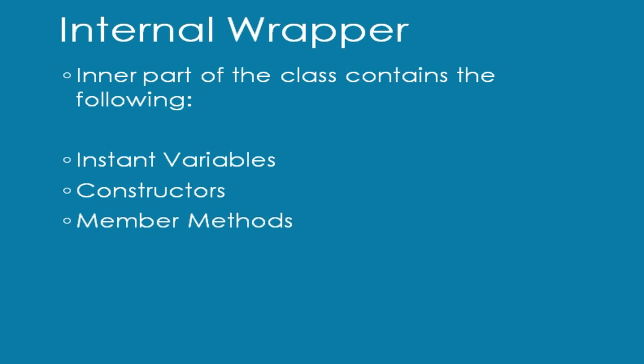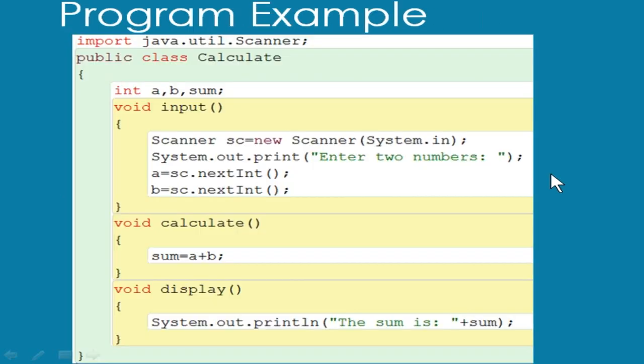Third one is member methods. So other than constructors, you can have member methods like input, where you can get the input from the user, and calculate, where you can do the calculation, and then display or output, where you can display the output. So these are the internal wrappers available. So now you can see a program example in detail.